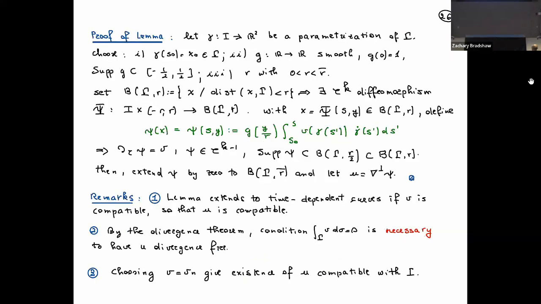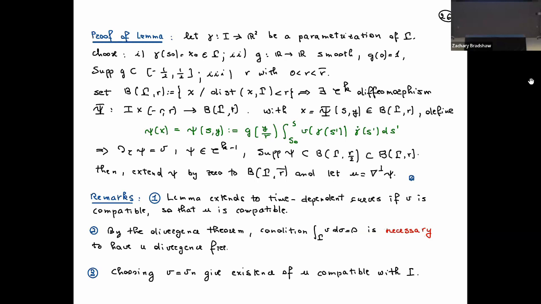So let me do the proof of the lemma for U. So let's call gamma the parameterization of the curve, and let's choose a point, which I can choose arbitrarily, but I will fix it, X naught on gamma. And then I will need to localize my construction. So I introduce a standard cutoff in one dimension, because I will localize along the curve. So G will be a smooth function from R to R, G of 0 equal to 1, and say with support between -1/2 and 1/2. And then I will also pick an R that's between 0 and this R bar.